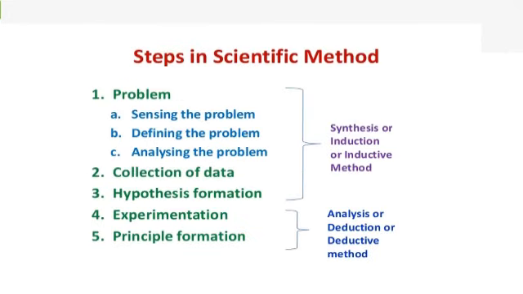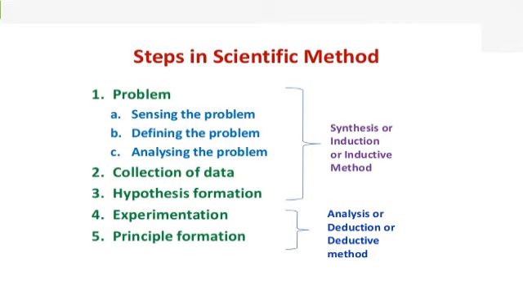Now the steps in the scientific method. The first step of the biological method is the identification of the biological problem. A biological problem is a question about living organisms which is asked by someone or comes to a biologist's mind. Sensing the problem, defining the problem and analyzing the problem is the first step of the biological method.